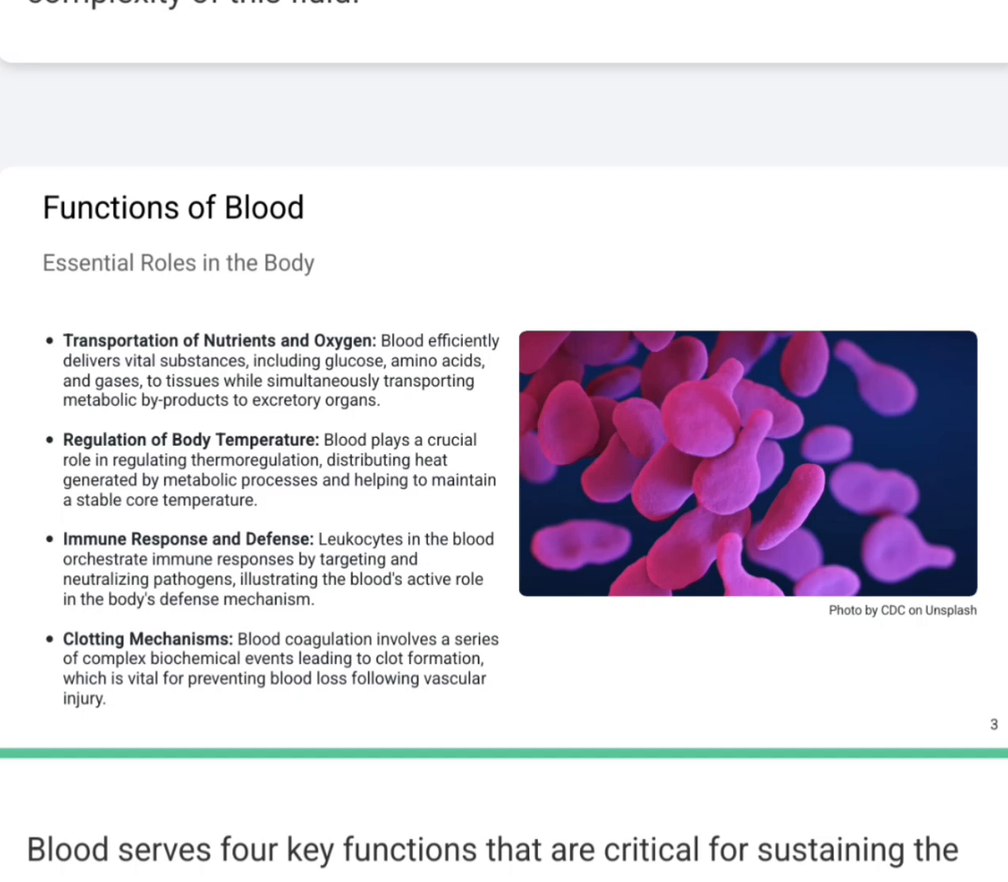Blood plays a crucial role in thermoregulation, distributing heat generated by metabolic processes and hence maintaining a stable core temperature. Immune response and defense: leukocytes in blood orchestrate immune responses by targeting and neutralizing pathogens, illustrating the blood's active role in the body's defense mechanism. Clotting mechanism: blood coagulation involves a series of complex biochemical events leading to clot formation, which is vital for preventing blood loss following vascular injury.